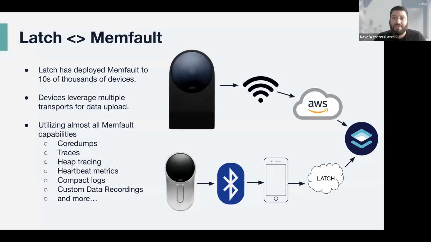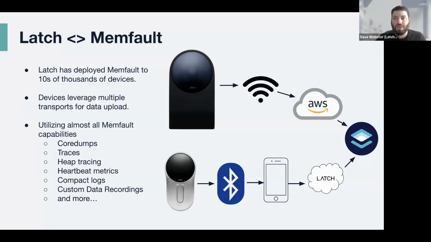So we currently have tens of thousands of devices installed with Memfault integrated. And just to highlight the flexibility of the platform, our suite of devices leverage different methods of connectivity. Like I mentioned earlier, we have some devices that are directly connected to the internet via Wi-Fi or Ethernet that are able to directly push this data to the cloud and onto Memfault. But we also have many devices that connect to mobile apps via BLE that push the data through to our own infrastructure and then onto Memfault. Also, some devices are battery powered and some are hardwired. So we measure different metrics across those different products.